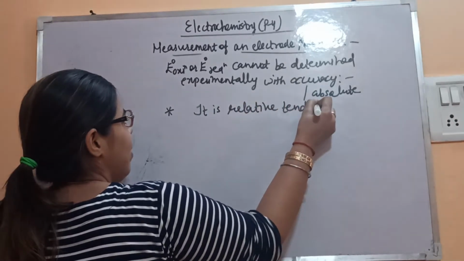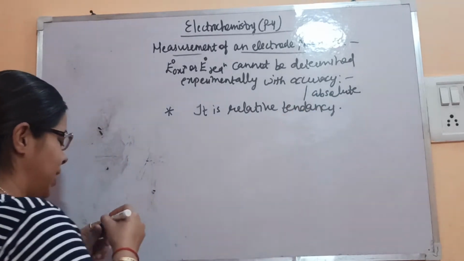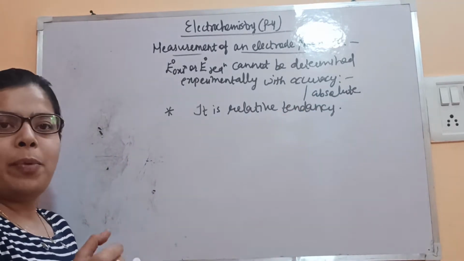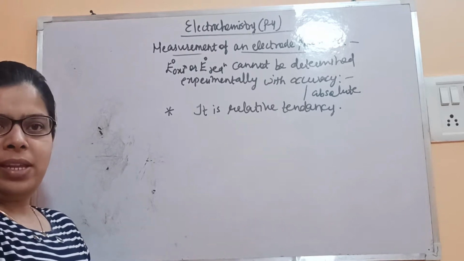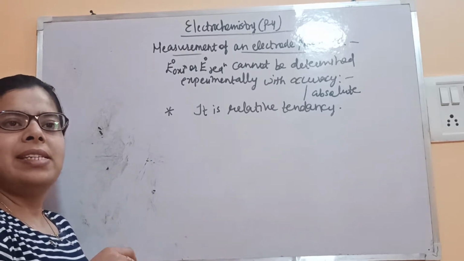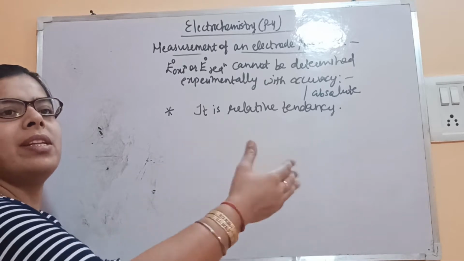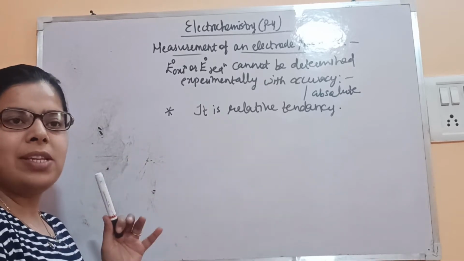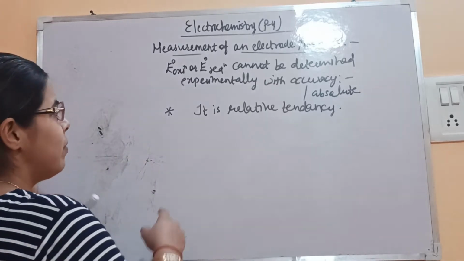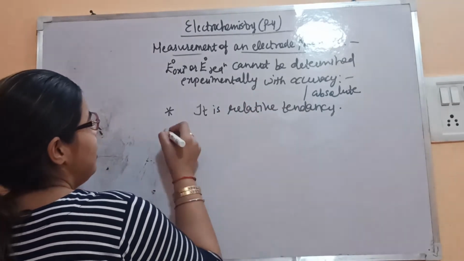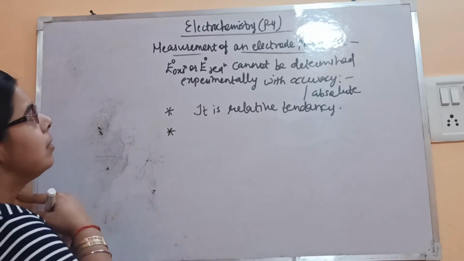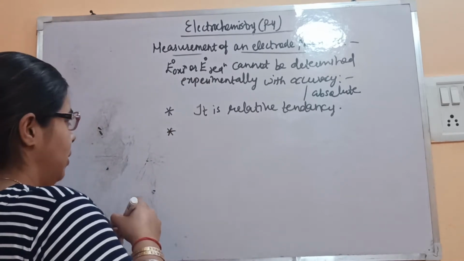Why is it relative? Because how can we say that it's an oxidation electrode potential or a reduction electrode potential? It means we are relating it with the other electrode. Yes, so then only we can say it's a relative tendency. With respect to the other, we are saying oxidation is taking place or reduction is taking place. That's why the absolute value cannot be determined. It's a relative tendency.